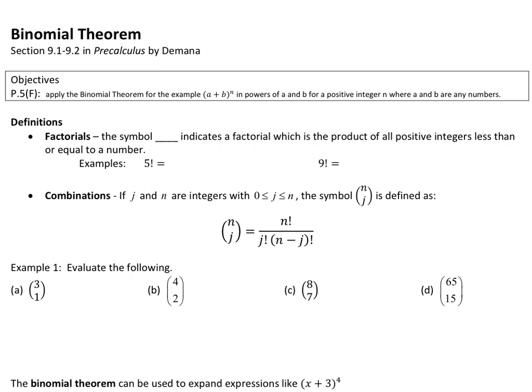A factorial. Have you ever heard of a factorial before? A factorial is, in mathematics, the symbol exclamation point. That's a mathematical symbol, believe it or not. The symbol exclamation point indicates a factorial, which is the product of all positive integers less than or equal to a number. If we had 5 factorial, it is just 5 times 4 times 3 times 2 times 1. It is the product of all positive integers less than or equal to that number. So what is 5 times 4 times 3 times 2 times 1?